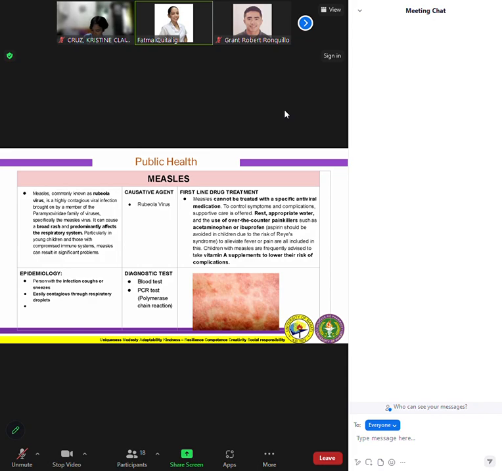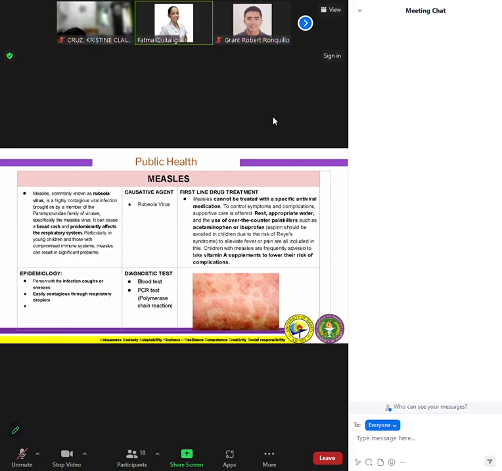So, kahit may vaccination campaigns na, nadidecrease pa rin. Yung vaccination campaigns, nadidecrease niya yung measles na kumakalat sa buong lugar. So, ang diagnostic test natin is blood test, PCR test. Then, ang first-line drug treatment is wala akong nahanap. Pero, to control symptoms and complications, supportive care is offered.